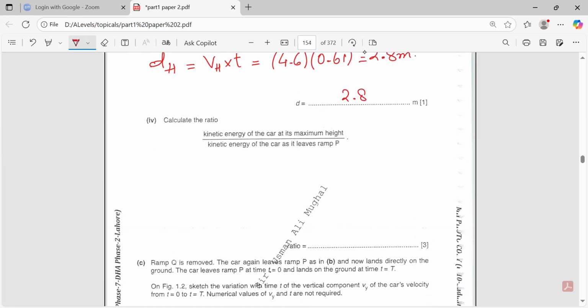So you need to calculate the ratio of the kinetic energy at maximum height and the kinetic energy as it leaves. We know that the formula of kinetic energy is half mv square. What is the velocity when it is at the maximum height? It is only going to be the horizontal component of the velocity. And what is the velocity when it is leaving the ramp? It is the total velocity, right? So the total velocity is 5.5, and the horizontal velocity at the top, because vertical at the top is 0, will be 4.6. So what will you be using for its ratio?